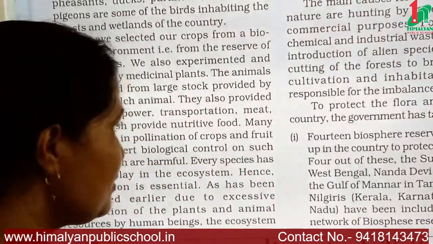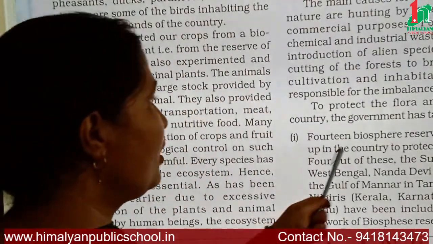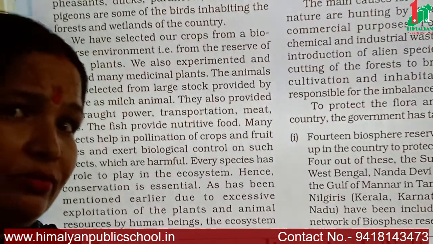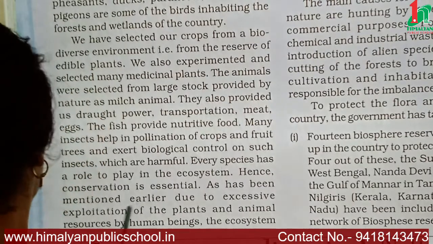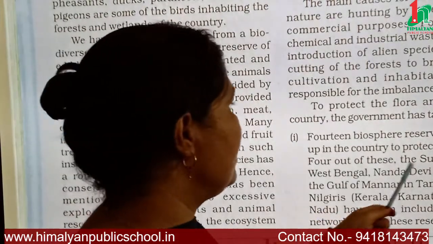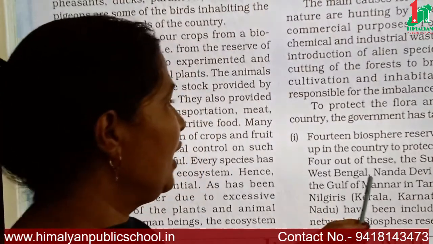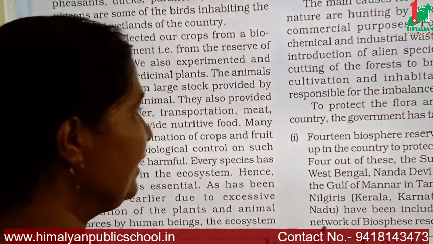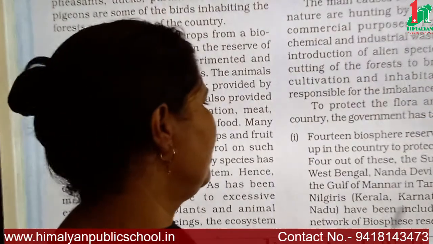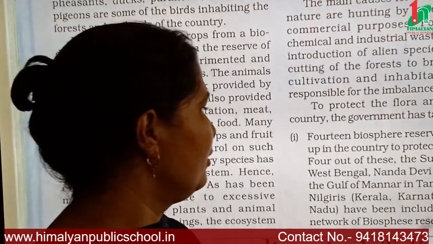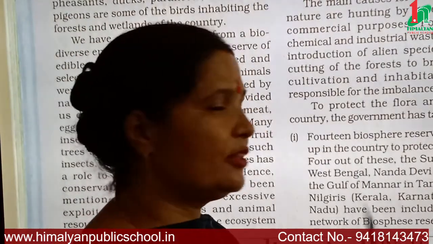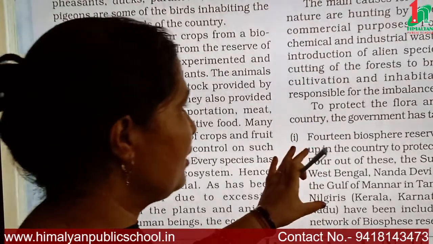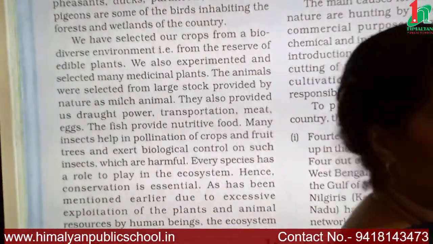And what are those steps? These steps are there. Now 14 biosphere reserves have been set up. Not 14, I think now above 30. Okay. So 4 out of these are the Sundarbans in West Bengal, Nanda Devi in Uttarakhand, the Gulf of Mannar in Tamil Nadu, and the Nilgiri, which have been included in the World Network of Biosphere Reserves.